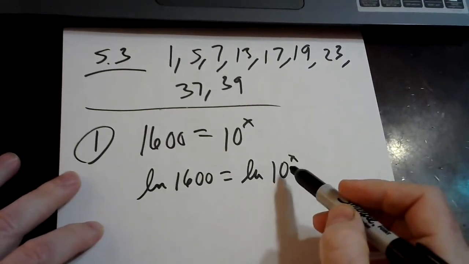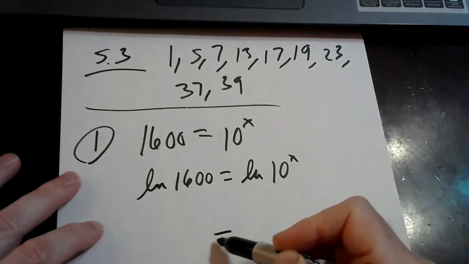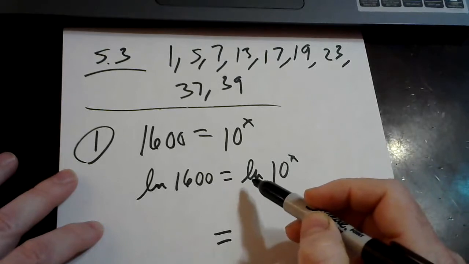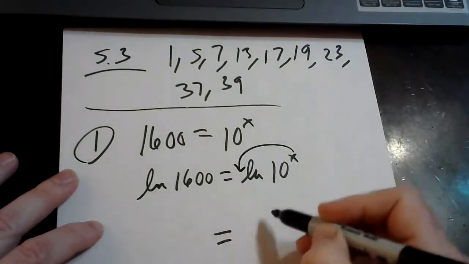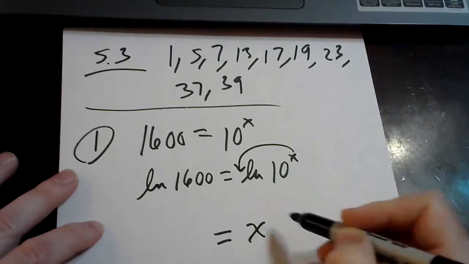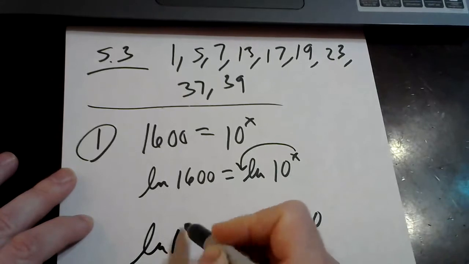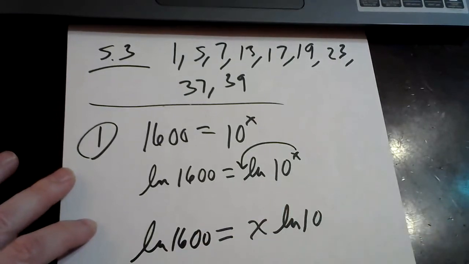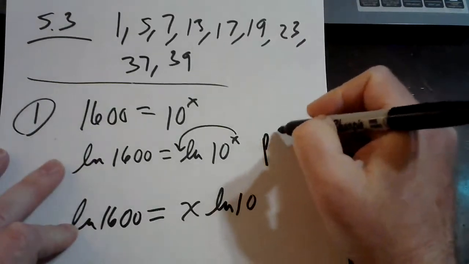Now here's the key step. Once you take the log of both sides, you can use an exponential property to bring this x out in front of the logarithm. So there is something called the power rule that says you can bring the power out in front of the logarithm. The right-hand side really reduces to x times natural log 10. So that's a key step right there. And again, that's the power rule.